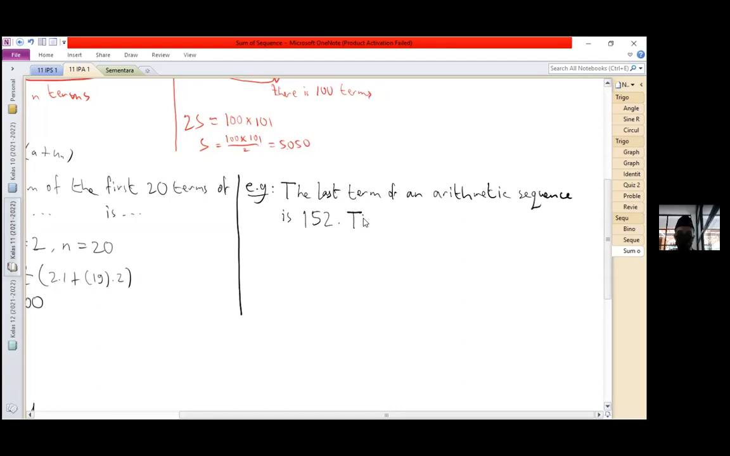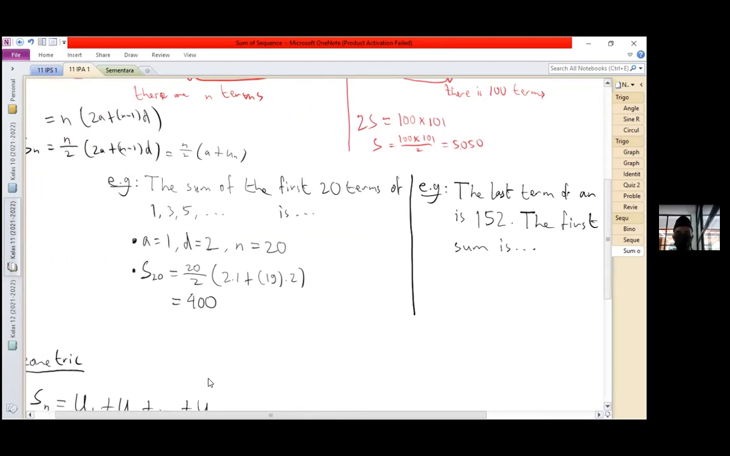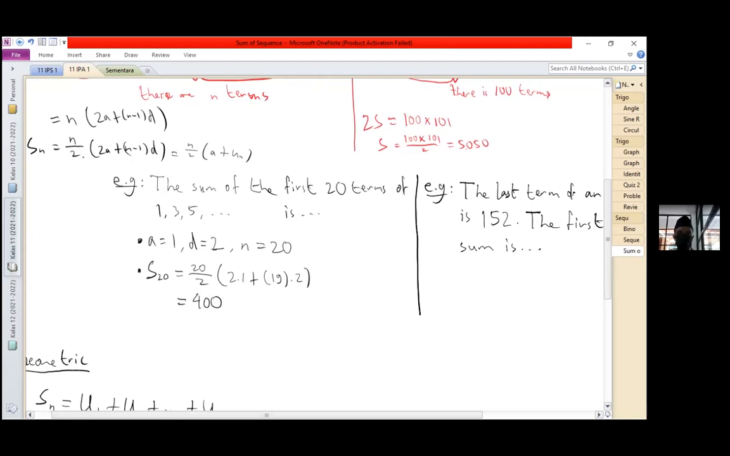Sorry, the first term is 7, let's say. Then what is the sum? Okay, so we have the last term, we have the first term. To find the sum, in this case, I think we can use both formulas.